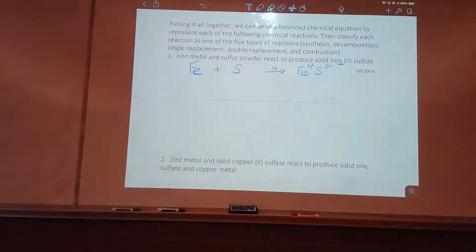So we're going to bring these together. Well, look at those, those charges are the same, so we can just get rid of them. So wouldn't it just be FeS? Yep. And we get FeS. And it does say that it's solid iron sulfide, so we could even put the little s if we wanted. Iron metal suggests that it's a solid. Sulfur powder suggests that it's a solid. So we could put even those extra details that I didn't ask for, but we could do them if we wanted.